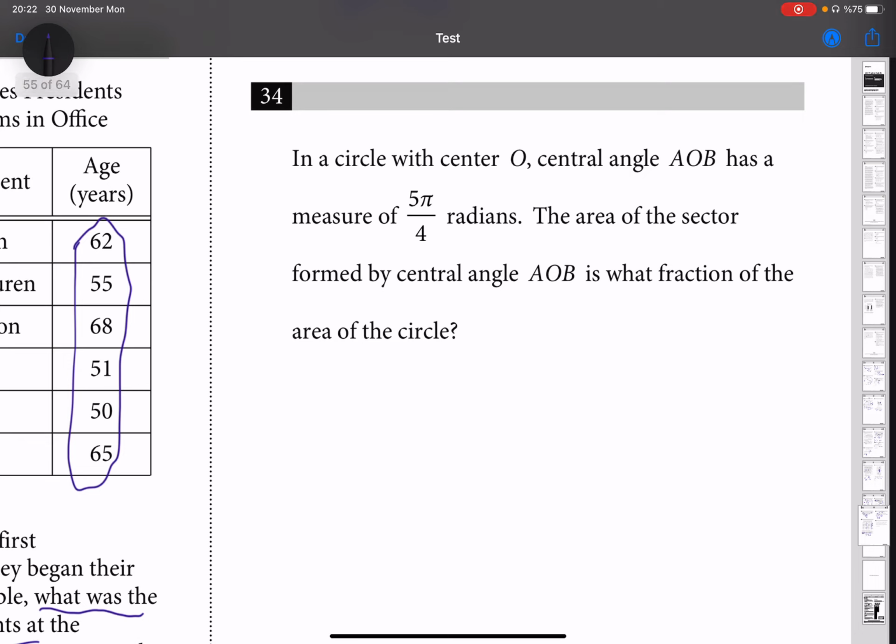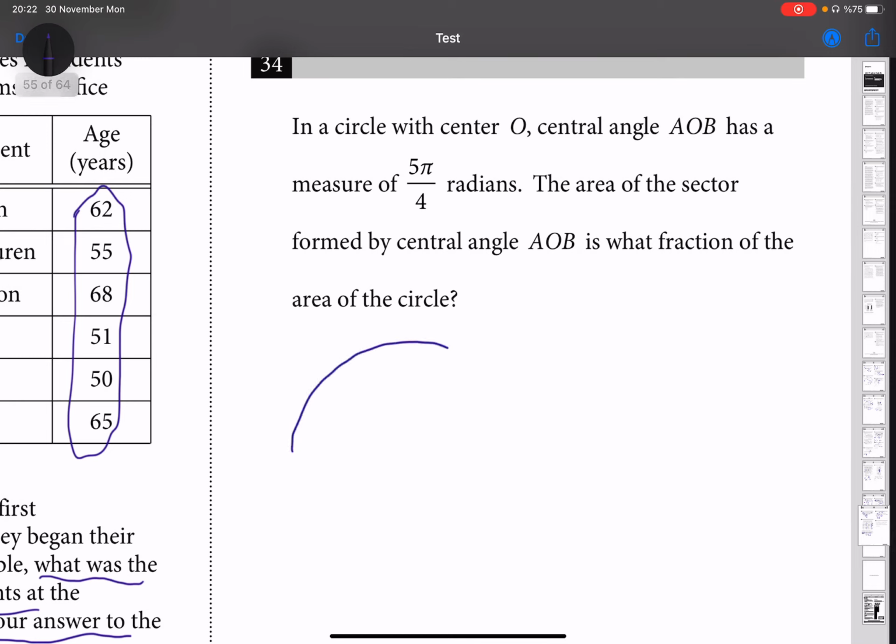Next question. In a circle with center O, central angle AOB has a measure of 5 pi over 4 radians. The area of the sector formed by central angle AOB is what fraction of the area of the circle? Let's draw it. O is the center and AOB has a measure of, let's draw the AOB, and this is the angle the question is telling me.